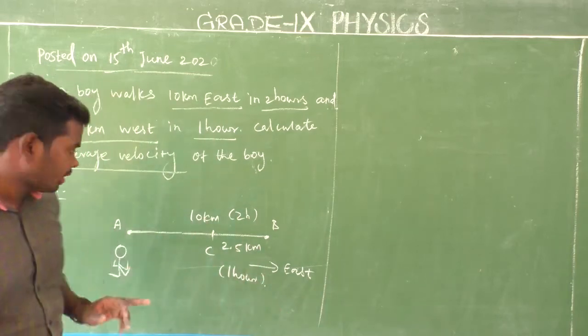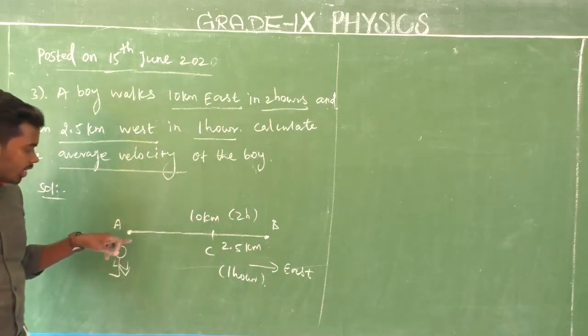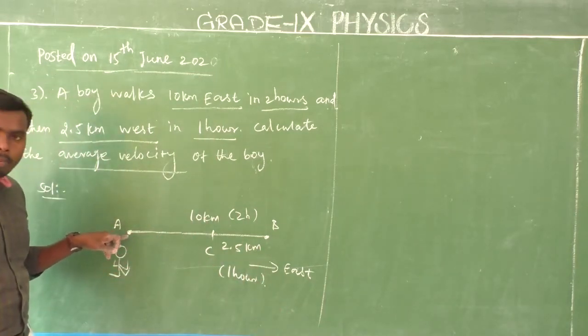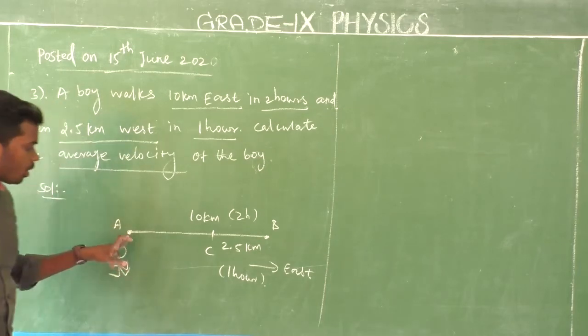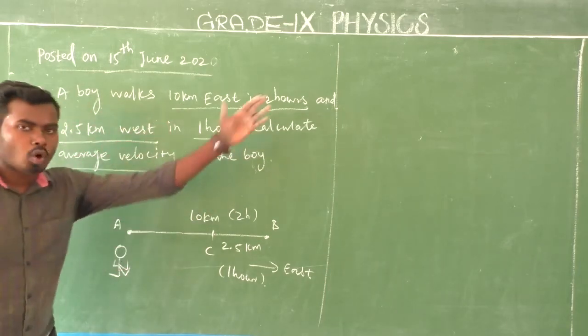Is it clear? So look at here, very simple. Consider a boy. That boy starts walking from point A. So that boy covers 10 kilometers towards east direction.